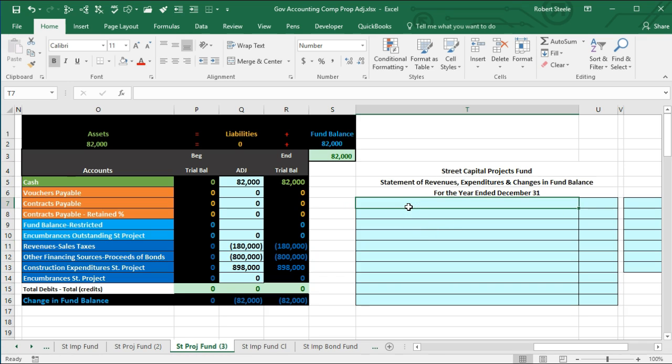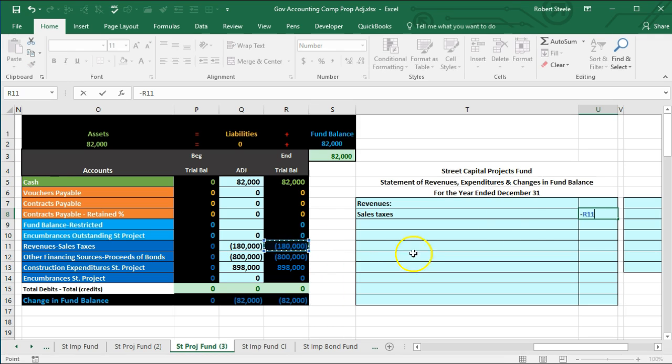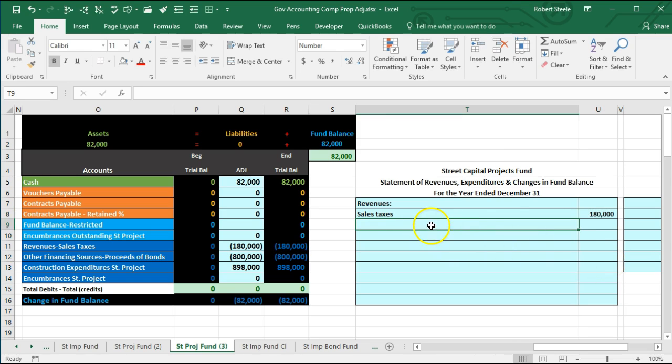We're going to pick up first revenues, as is usually the case for an income statement type statement. And revenues will include sales taxes. Sales taxes, which we're just going to pull this 180,000 credit there, but of course, we are going to flip the sign because we don't want it represented as a credit. Therefore, I'm going to say, instead of equals, negative of that number, that will put that number there and flip the sign to 180.